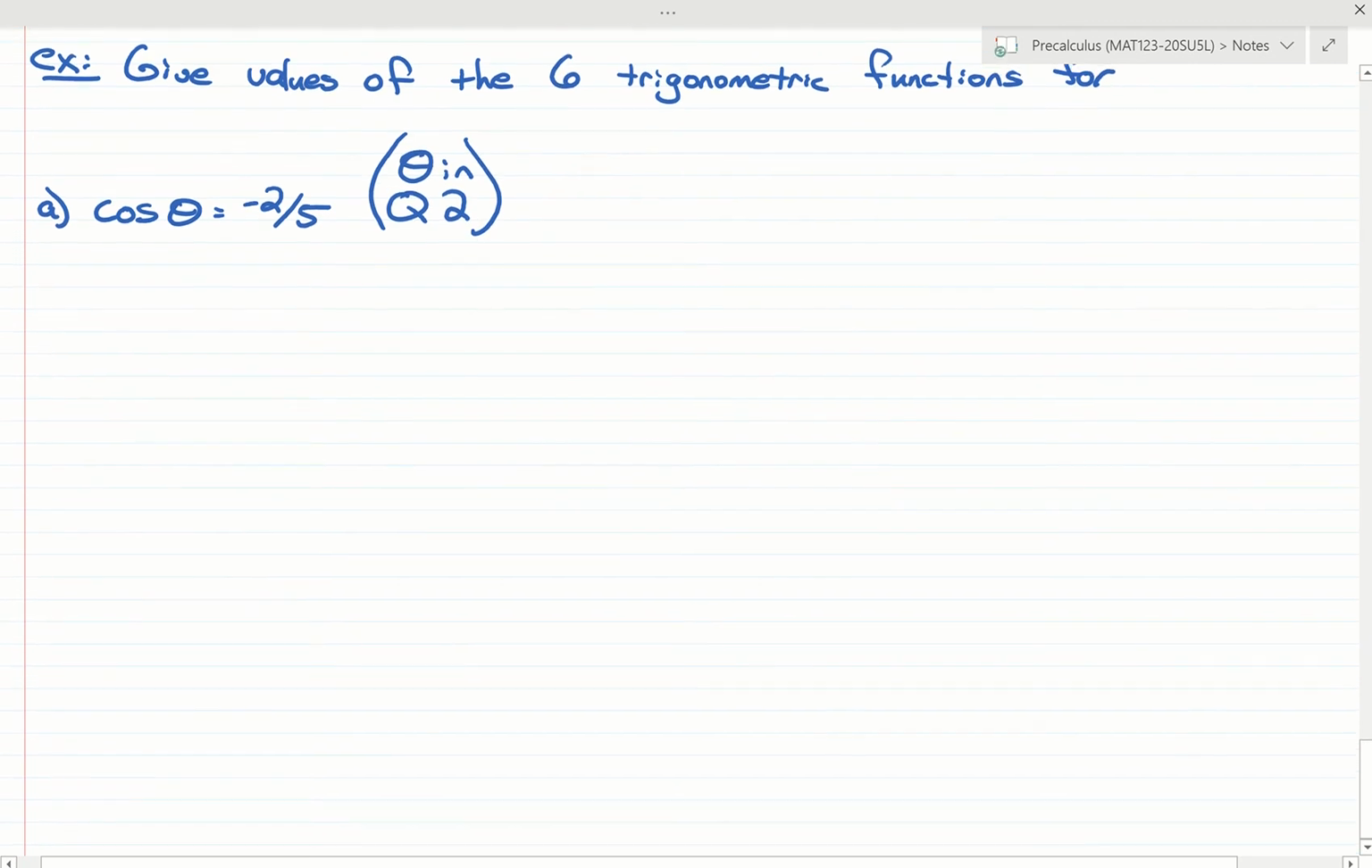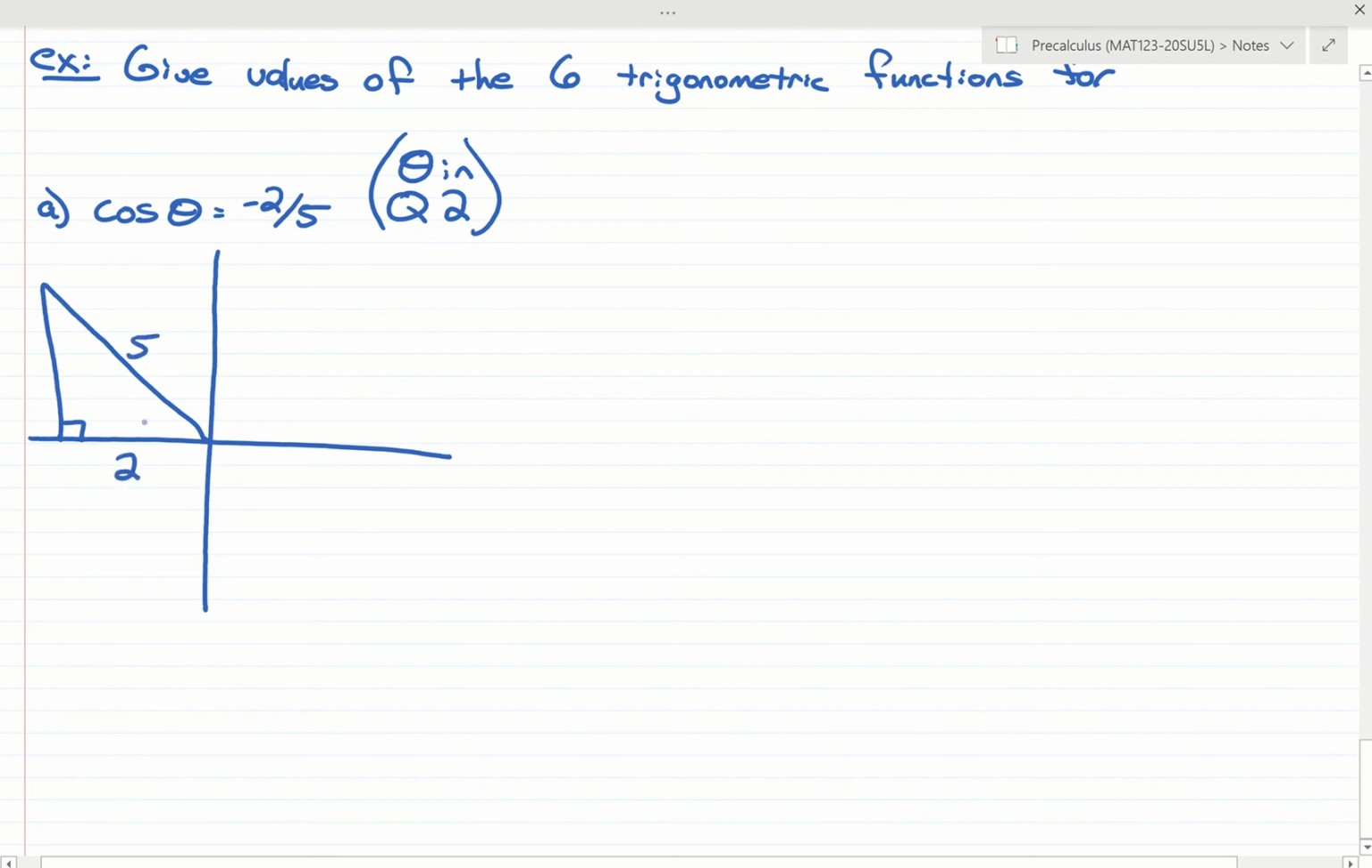Okay, so there's a couple different ways we could do it. We could draw it, or we can use an identity for it. Drawing might be a little bit faster. So we're definitely in quadrant 2, and cosine is negative 2/5. Remember, our angle is always connected to the x-axis. Now, which one's negative, the hypotenuse or the adjacent side? Remember, the hypotenuse is always positive, so that means the 2 has to be negative.